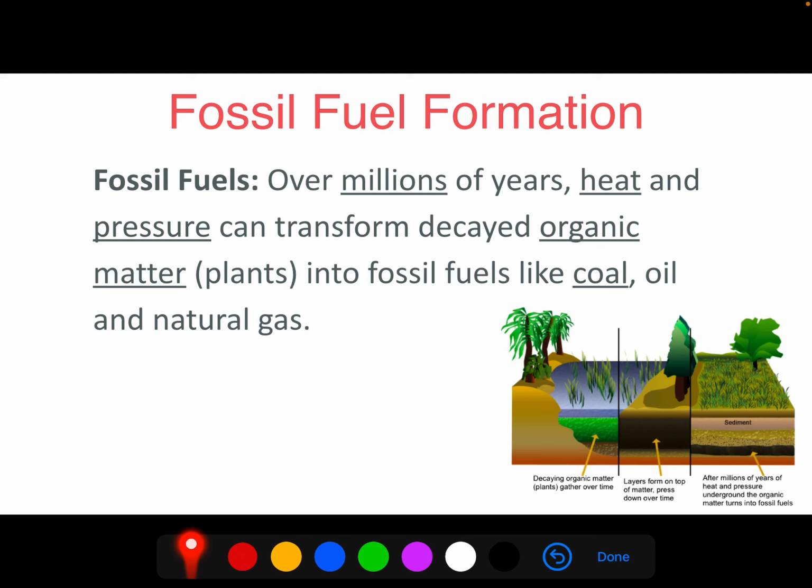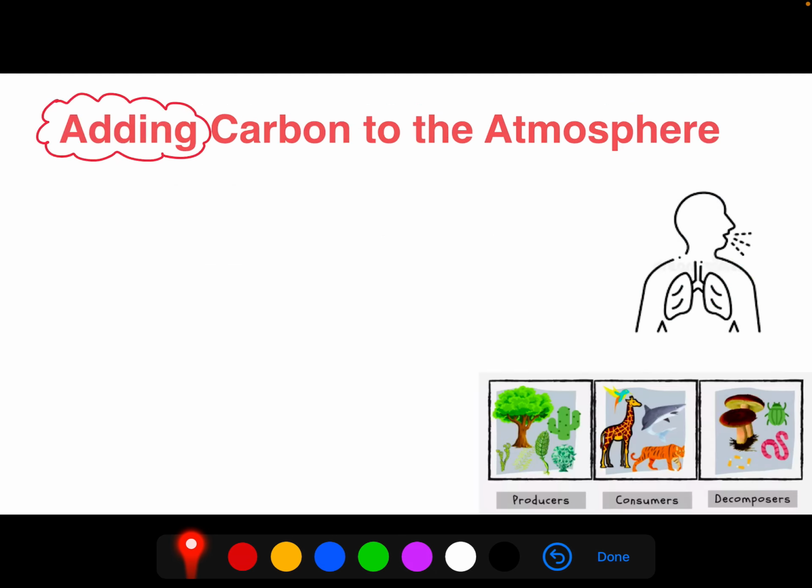Heat and pressure over time squishes these plants together, as you can see in this drawing. This decaying organic matter gets squished and buried by sediment until over time it turns into fossil fuels. And depending on the type of plant that's being crushed and stuck together over time, we might get coal, which is all plant matter. We could get oil or some natural gas too.